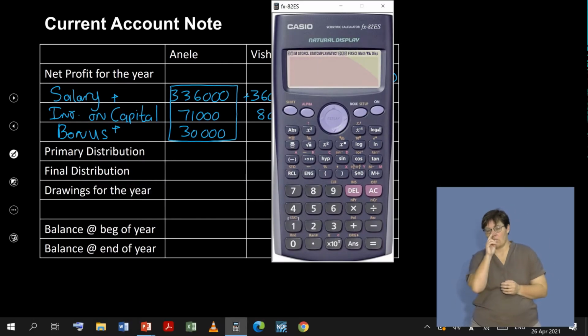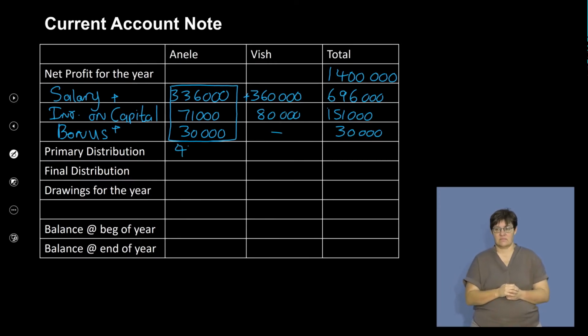Okay, let's look at Anele. So 336,000 was her annual salary, plus the 71,000 being her share or her portion of interest on capital, and plus that bonus of 30,000. Okay, and that gives us an amount of 437,000. So 437,000.